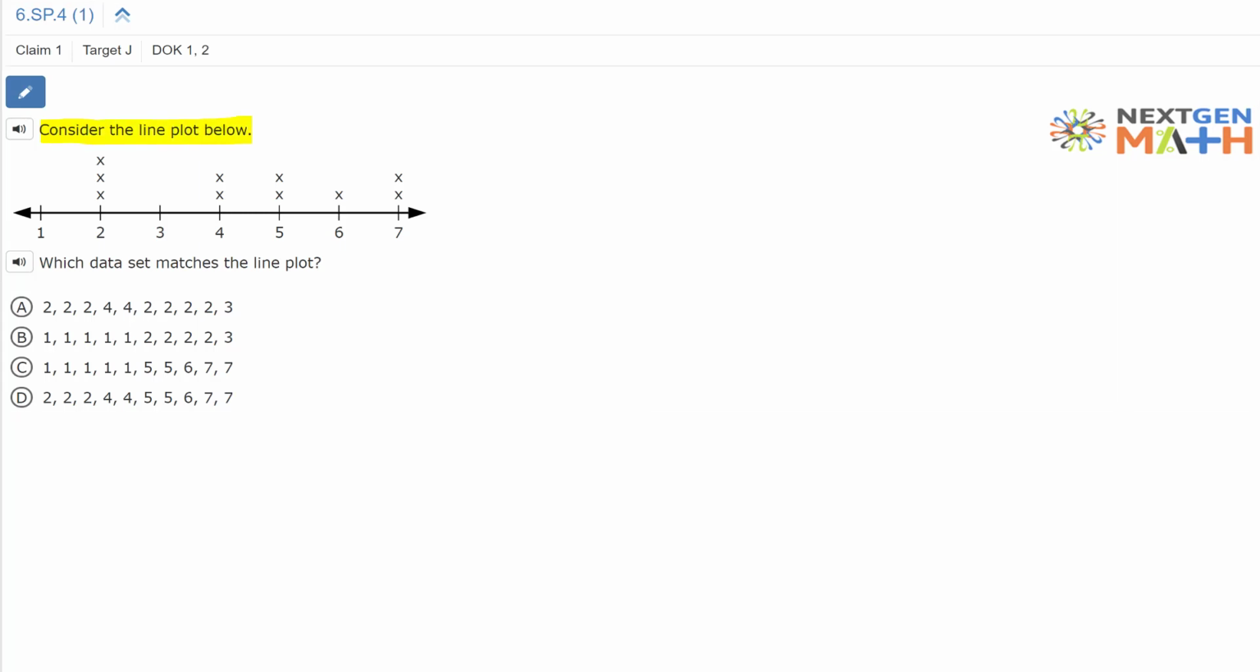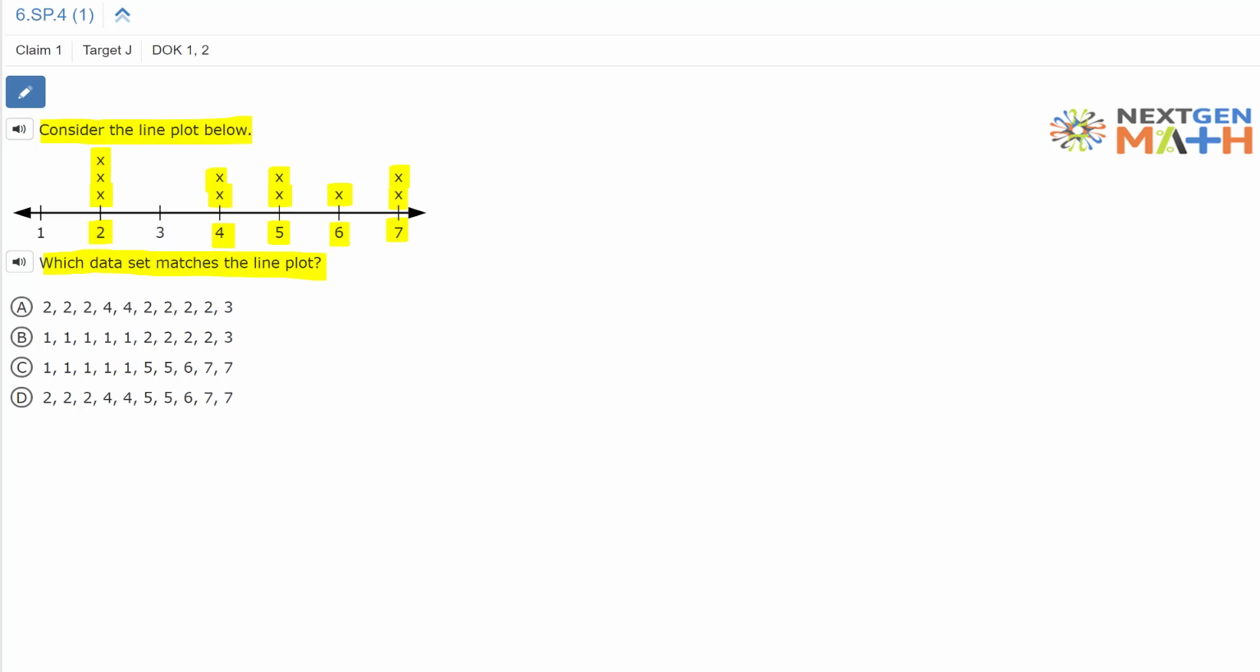Consider the plot below. For the number 2, there's 1, 2, 3 data points. For the number 4, there's 1, 2 data points. Number 5, there's 1, 2 data points. The number 6, 1 data point. And the number 7, 2 data points. Which data set matches the line plot?